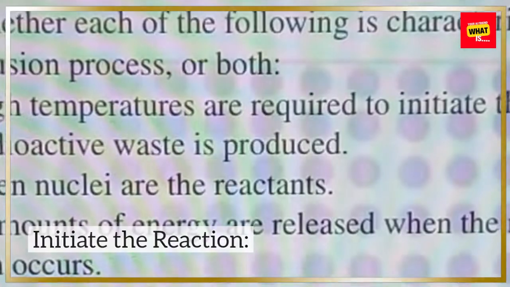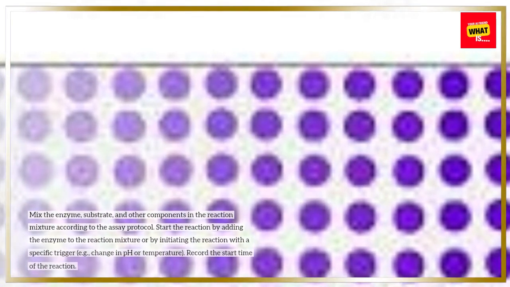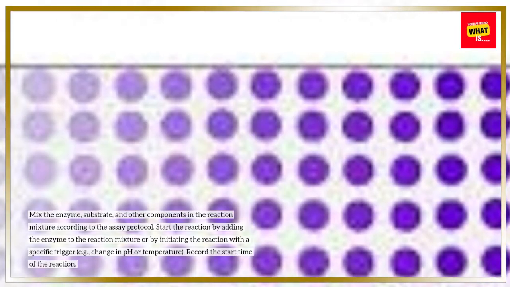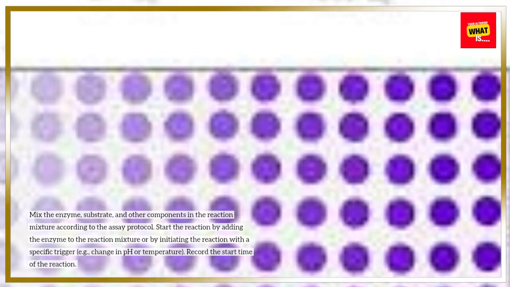Initiate the reaction. Mix the enzyme, substrate, and other components in the reaction mixture according to the assay protocol. Start the reaction by adding the enzyme to the reaction mixture or by initiating the reaction with a specific trigger, e.g., change in pH or temperature. Record the start time of the reaction.